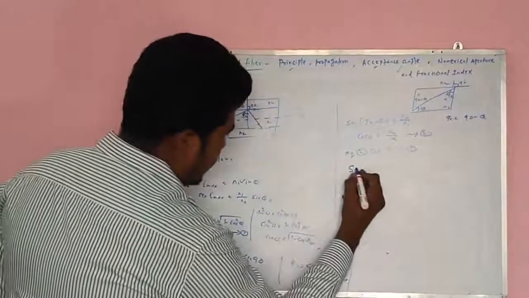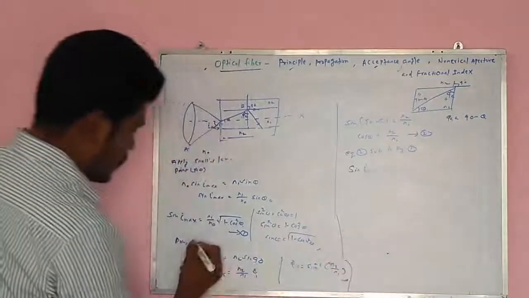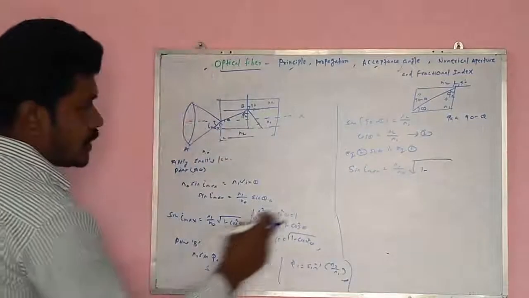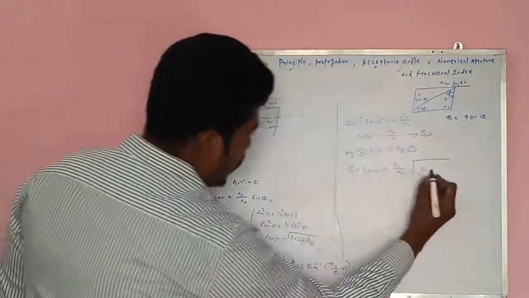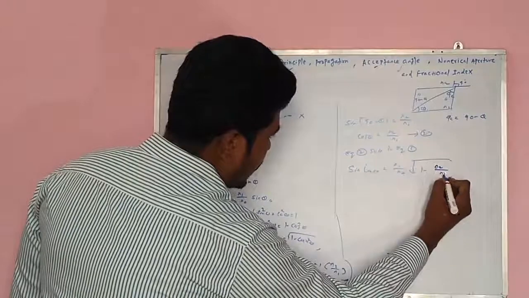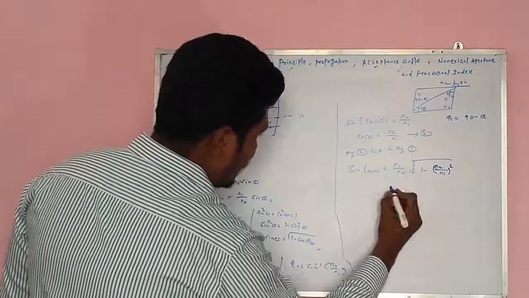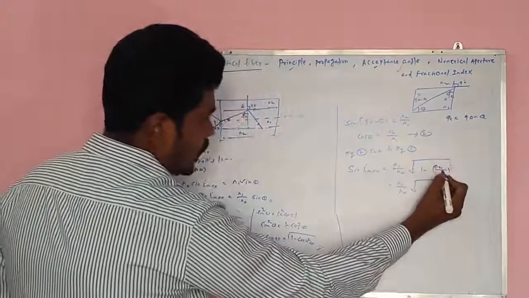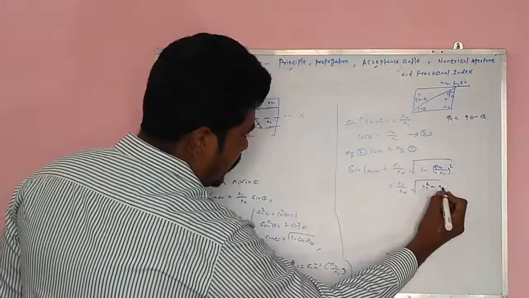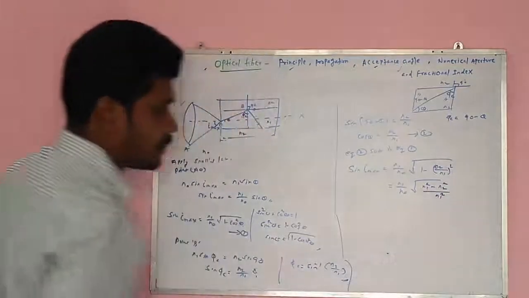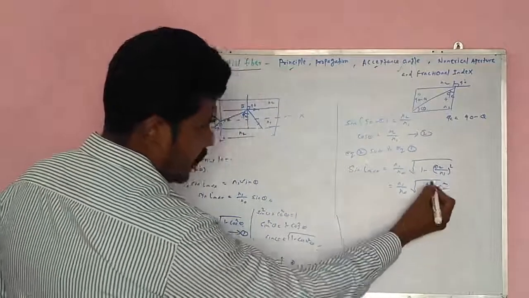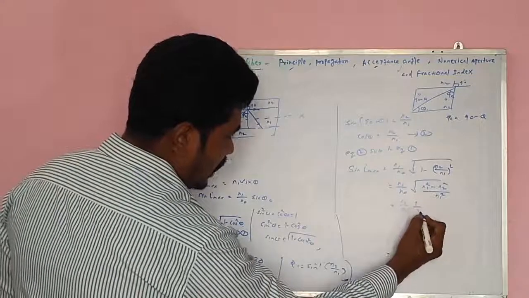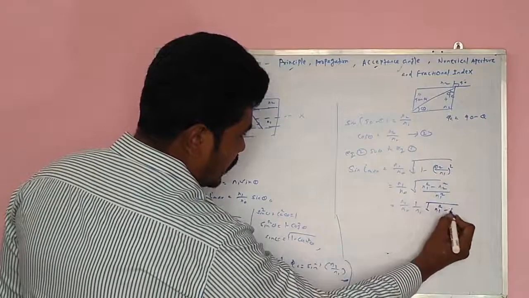Substituting equation 2 in equation 1, sine i max is equal to n1 by n0 root of 1 minus cos squared theta. This cos theta is equal to n2 by n1. So 1 minus n2 by n1 whole squared, so n1 by n0 root. What is the answer? It is n1 squared minus n2 squared divided by n1 squared. So 1 by n1 squared is a common factor. So taking the square root, n1 by n0 divided by n1, root of n1 squared minus n2 squared.